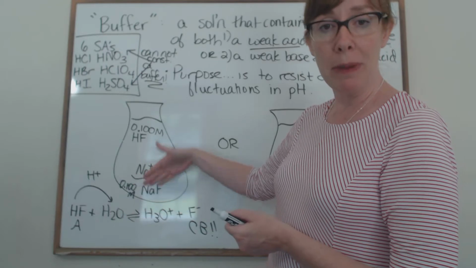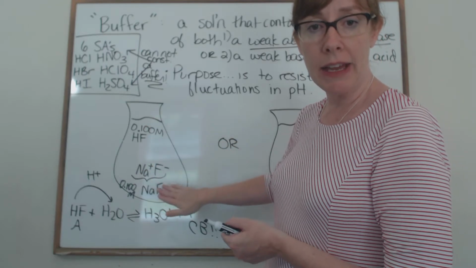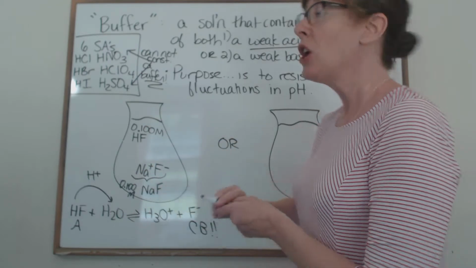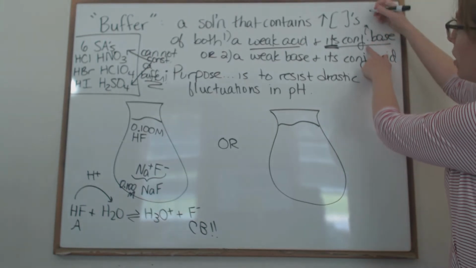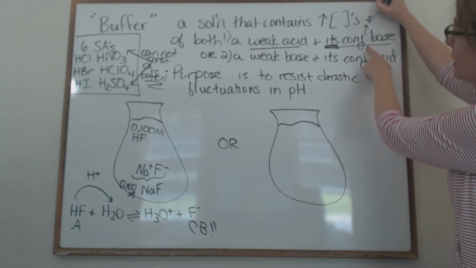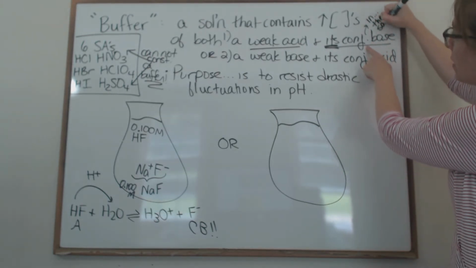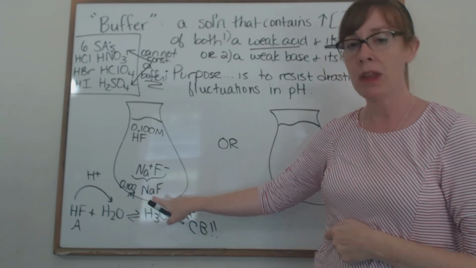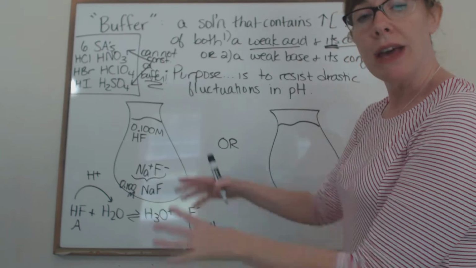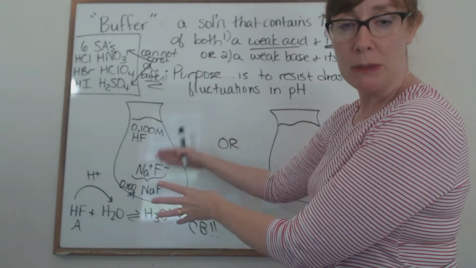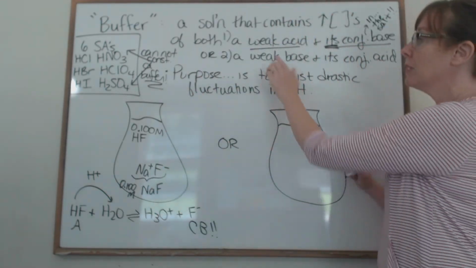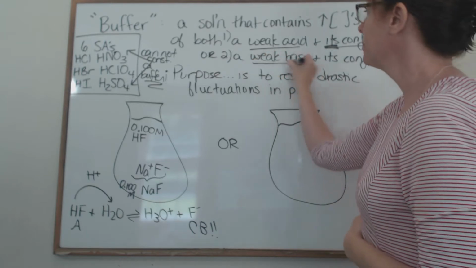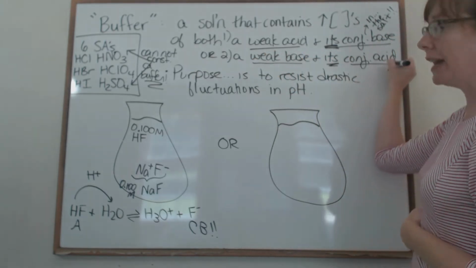But this would be a buffer because you have both a weak acid and its conjugate base, which will come in the form, I'm going to say, in the salt. And the salt is just the ionic compound that has the counter ion. That's the salt. All right, so that would be a buffer because you have both species. But the other option is to have a weak base and its conjugate acid.